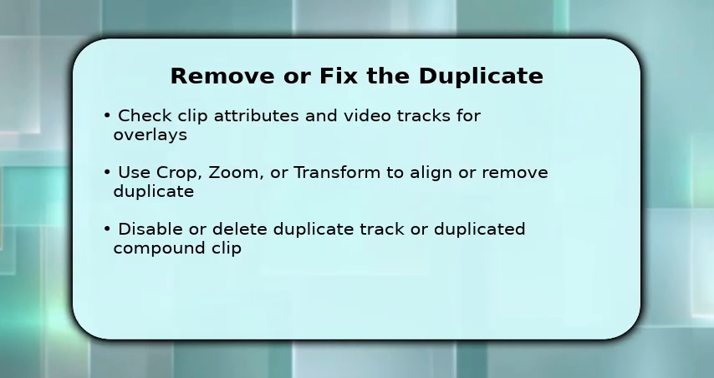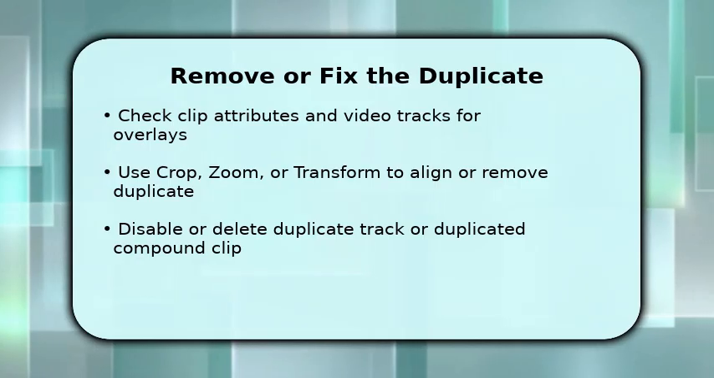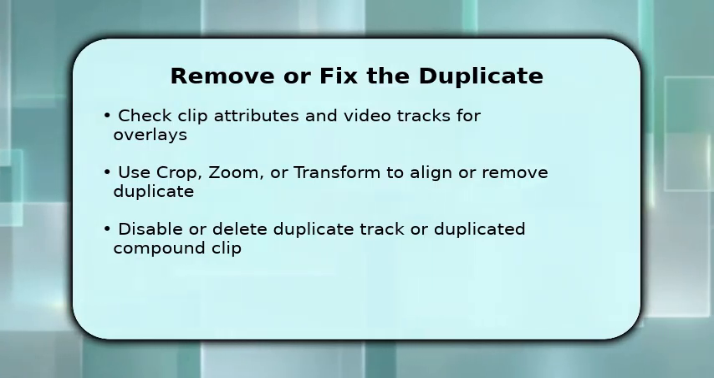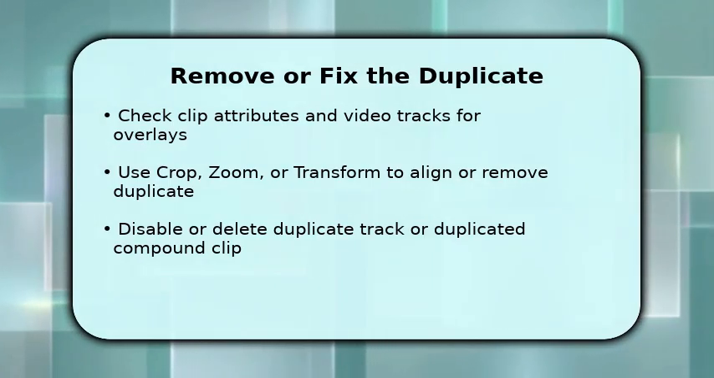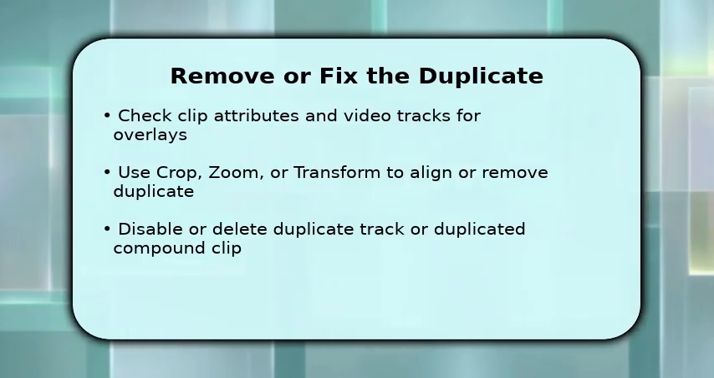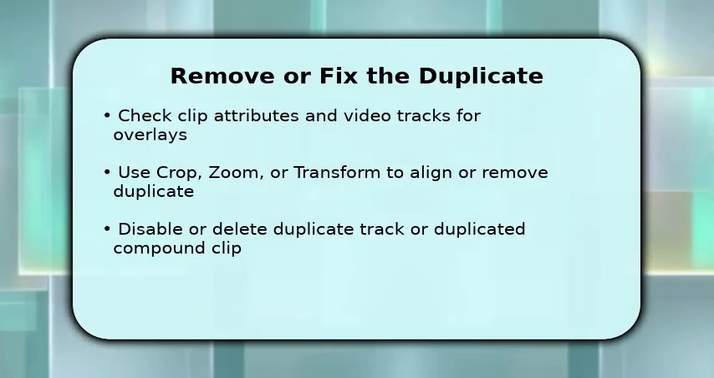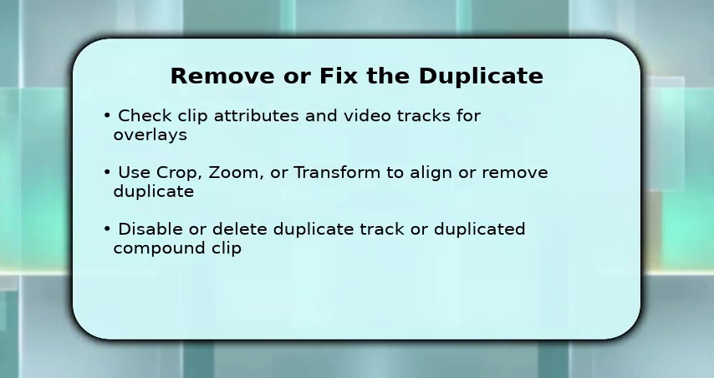If it's an extra track, disable its visibility or delete it. If the duplication is from scaling or transform, use the inspector to reset zoom and position or apply crop to hide the second image. For compound clips, open them and remove nested duplicates. Make sure to play the timeline to confirm the double screen disappears.